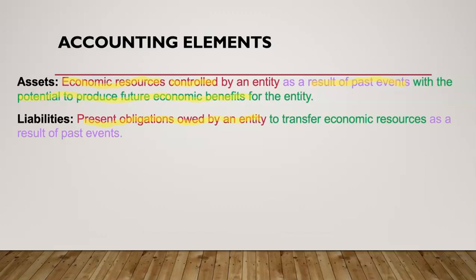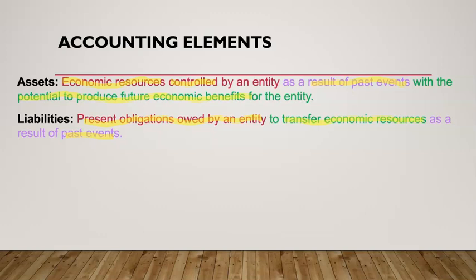So presently, the business has an obligation to do something. And what do they have an obligation to do? Transfer economic resources, and this has happened as a result of a past event. So a liability is something that we owe, an obligation to transfer economic resources, and it's happened as a result of a past event. Again, we'll go through some examples in a second.